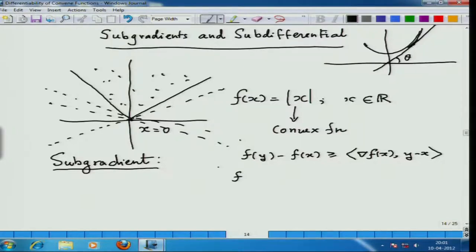if I consider for this case the slope for this particular function f, the slope of each of these lines, then you will have this formula: f(y) minus f(x) is greater than or equal to some sort of slope, which let us write as xi, into (y minus x). I am writing xi into (y minus x) because we are in the real setting. So, if my f is a function from R to R, just like the one above, this is what I am actually getting, because I am considering each such line, and here there are infinite such lines varying between minus 1 and plus 1. So, any number that is lying between minus 1 and plus 1 is a slope to any one of these lines. So, given a number between minus 1 and plus 1, there is a tangent line to the graph at x equal to 0 whose slope is that particular number. So, such a xi is called a subgradient.